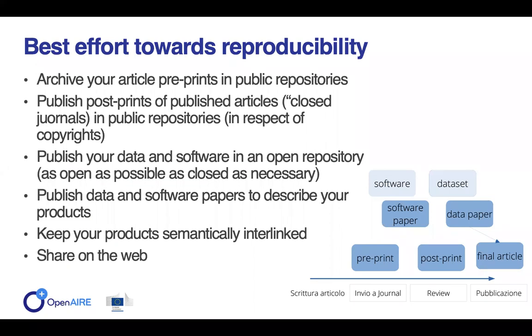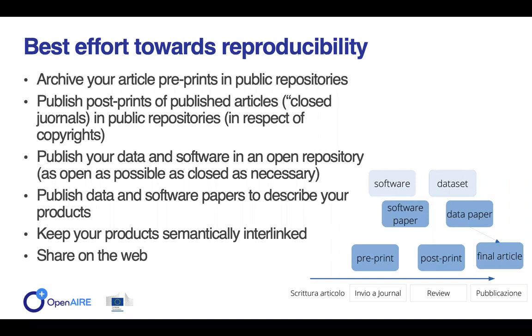So first of all, you should think of archiving your article preprints in a public repository. We have seen that it is almost all the time the case that you can archive a preprint as an open access version of your paper. So archive the preprint. Then please publish the postprints of a published article.